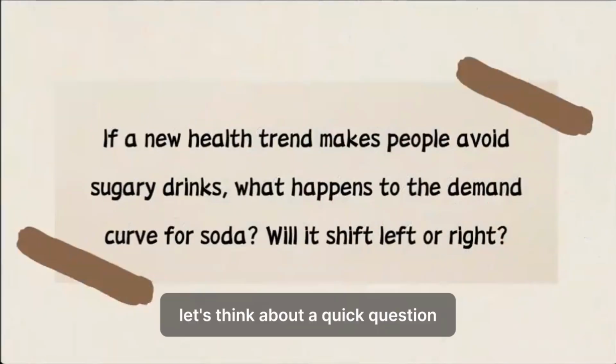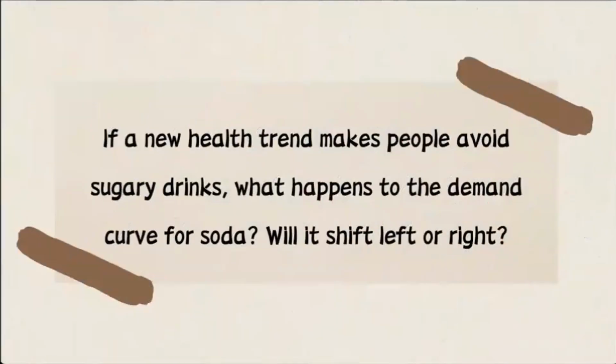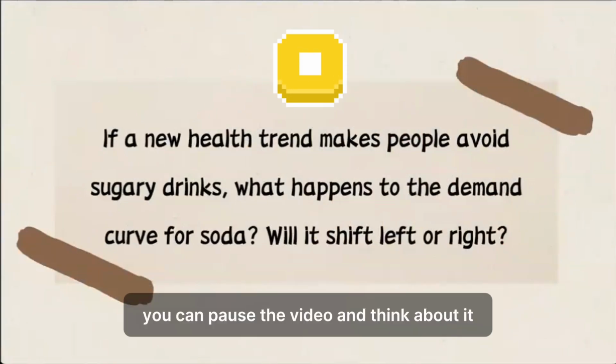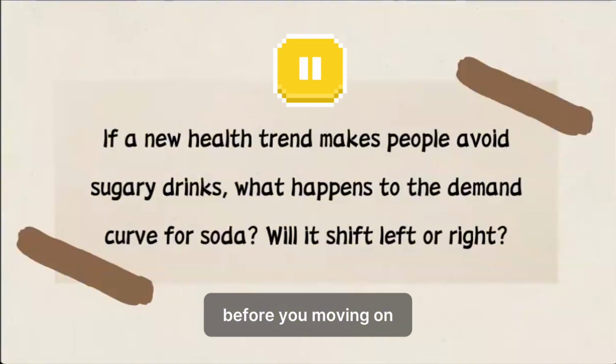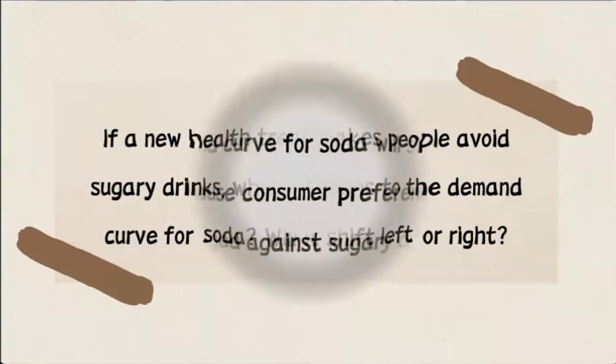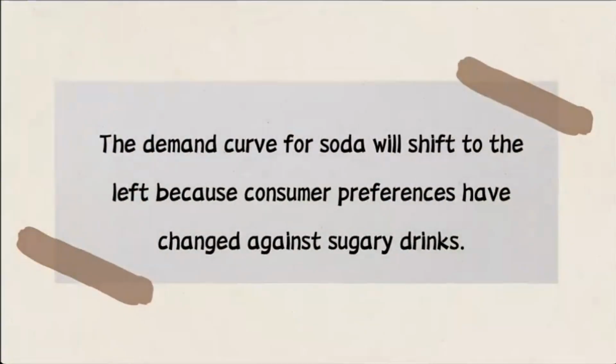Next, let's think about a question. If a new health trend makes people avoid sugary drinks, what happens to the demand curve for soda? Will it shift left or right? You can pause the video and think about it before you move on. So the answer is that the demand for soda will shift to the left because consumer preference has changed against sugary drinks.